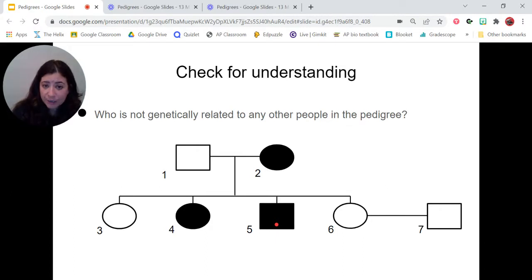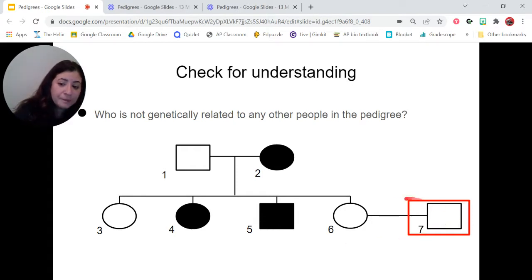Who is not genetically related to anyone else in this pedigree? That would be number 7. This would be someone who's mated into this family, or married in. This doesn't mean marriage, it means having kids. But obviously, hopefully, this person is not genetically related to this person. This just means that they are having children.